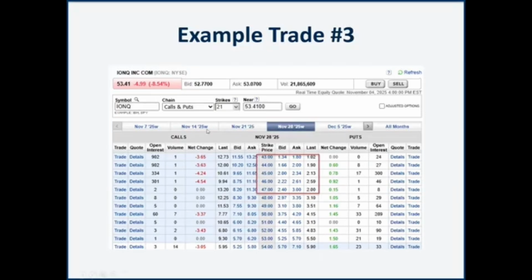Okay, so let's just pick one in the middle here, 45. That is, when I took this snapshot, $8 out of the money. So that's about a 15% drop in 3 weeks. And you could still get a solid $2. We'll use $2 for ease of math, right?